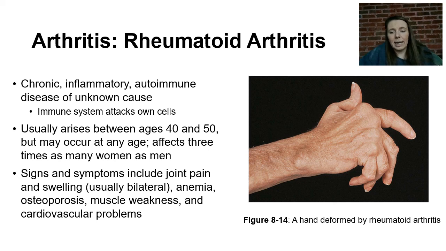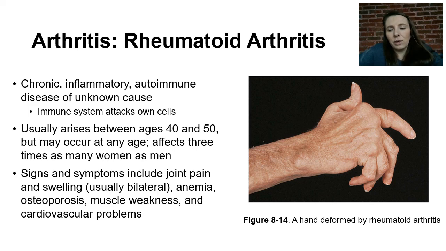So the next type of arthritis that we'll talk about is rheumatoid arthritis. Unlike osteoarthritis, this is not part of the normal aging process. Rheumatoid arthritis is a chronic inflammatory autoimmune disease that really has no known cause. We don't understand exactly what causes it at this point.